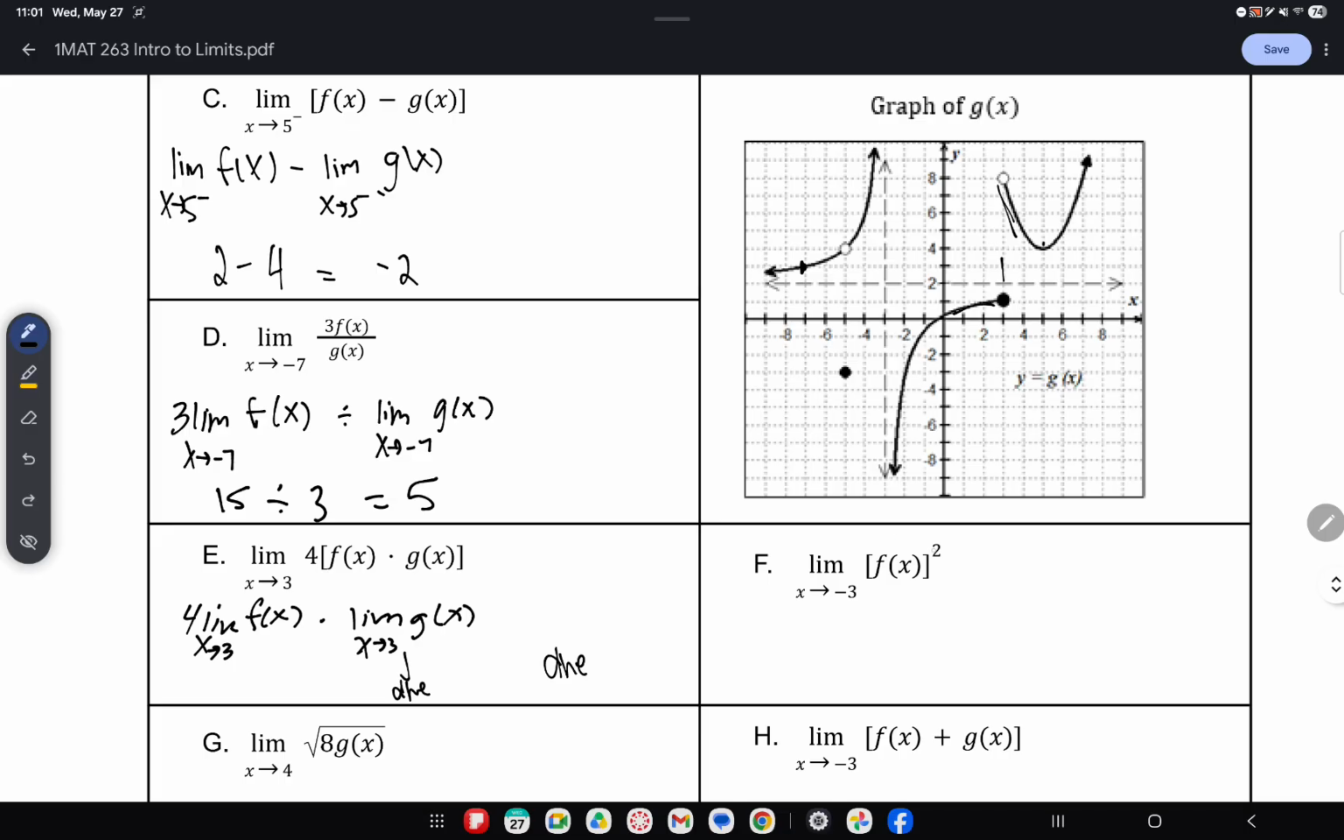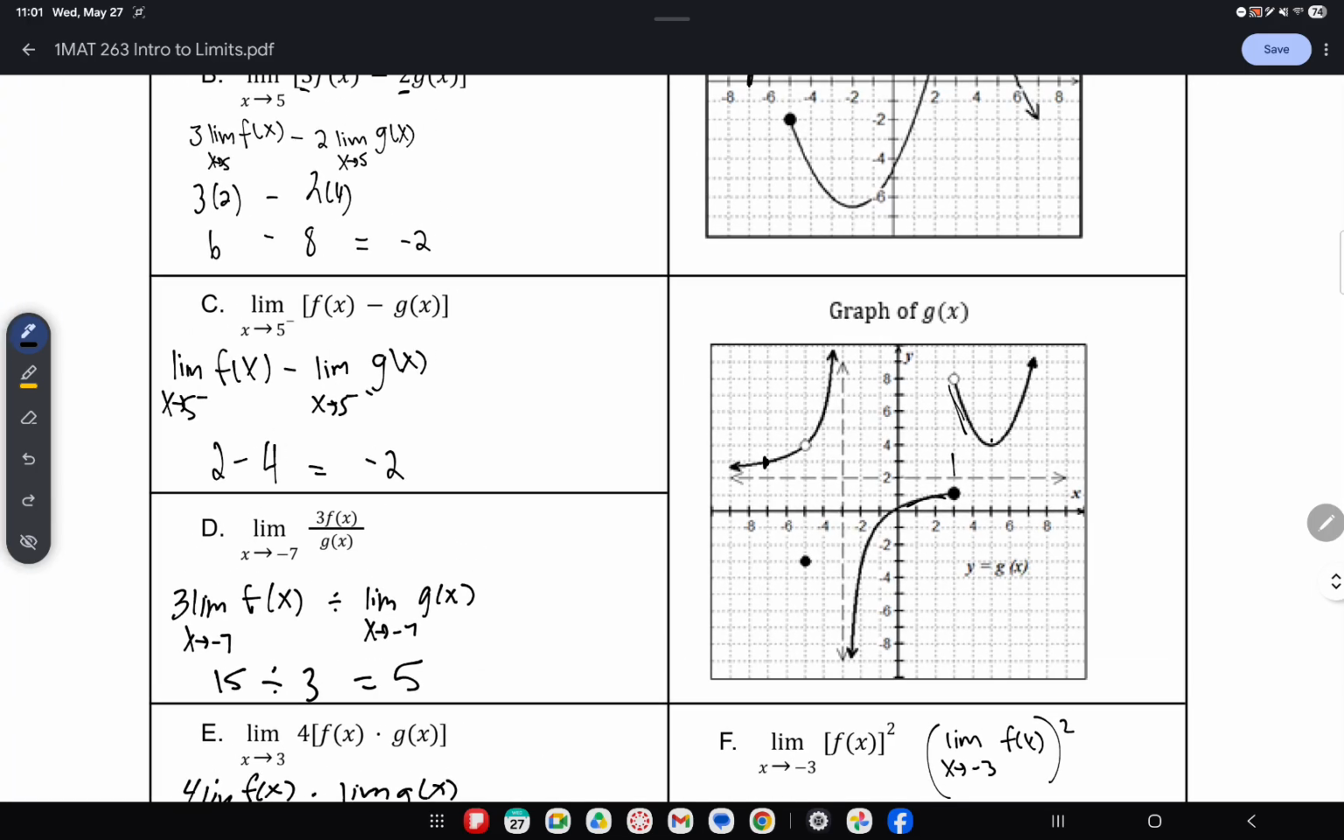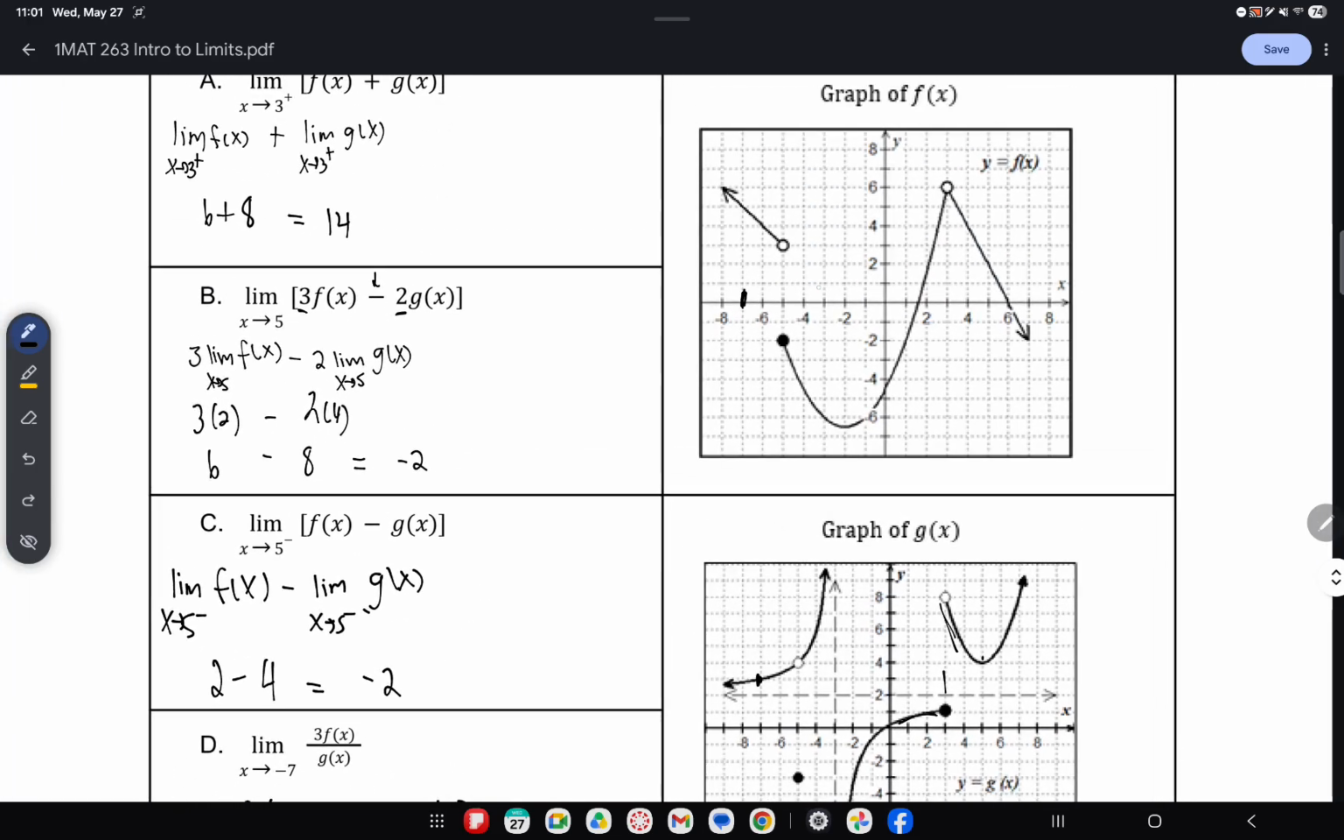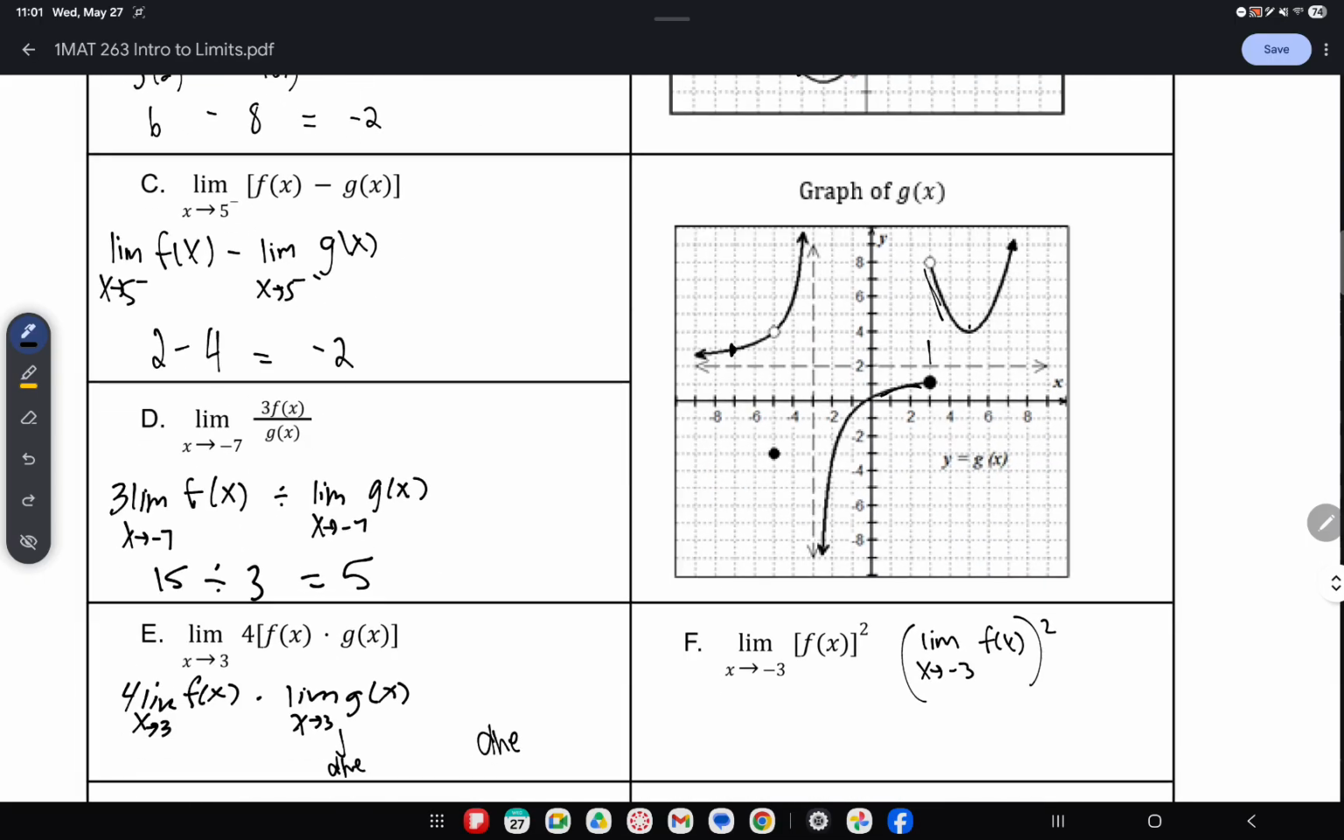All right, f of x squared. Limit as x approaches negative 3 of f of x squared. We can actually say that we can find the limit as x approaches negative 3 of f of x and then square that entire answer. So negative 3. Negative 3 looks like negative 6. So we can do negative 6 squared, which gives me 36.